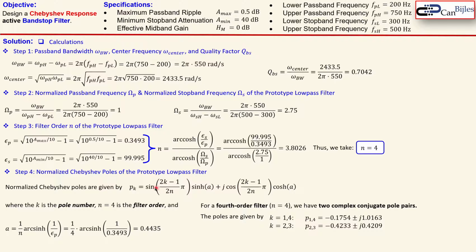Just look at this expression. You substitute here for k is 1. And of course, this will be then 4 for n, so that will be then divided by 8. And this a here will be then this 0.4435 in a similar form here, and then you go for also for k is 4, k is 2, k is 3, and you got these 4 poles.